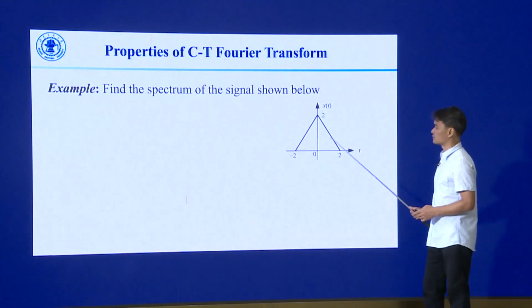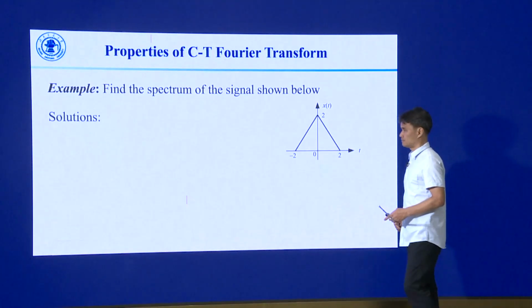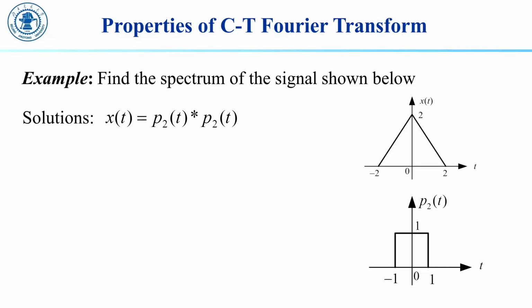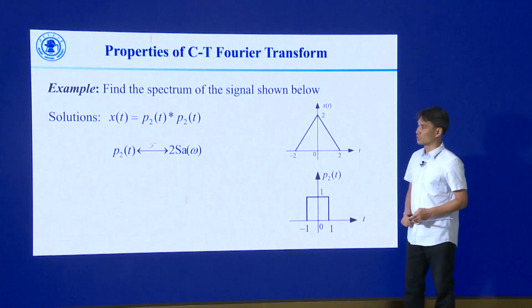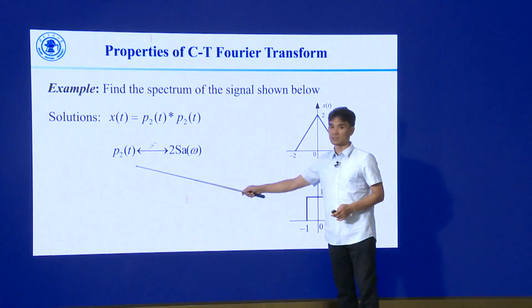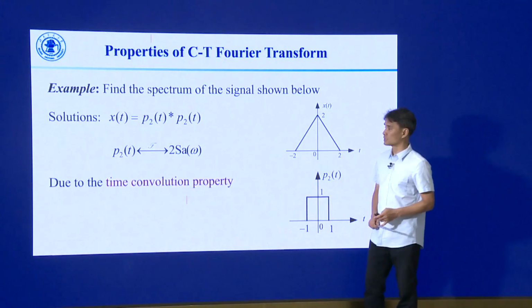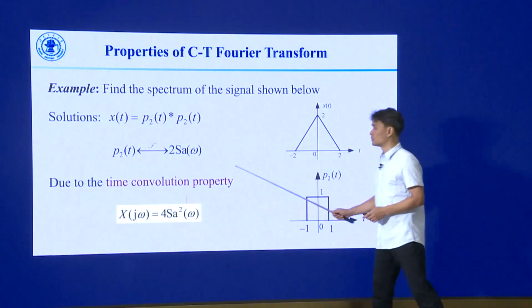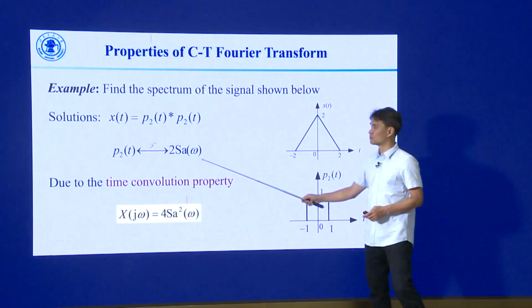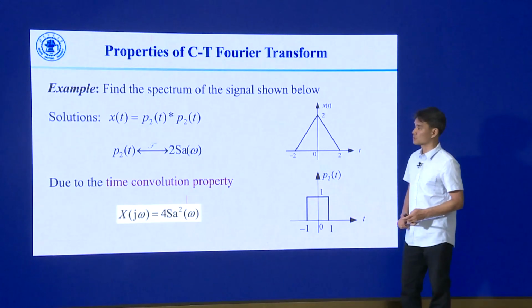Here is one example how we can make use of that property to simplify our calculation. We are interested in the Fourier transform of this triangle signal. And we know that triangle signal actually is a convolution of a rectangle signal by itself. So here is the mathematical representation. And we know that for a standard rectangle signal, the sampling function is the spectrum. Convolution in the time domain corresponds to multiplication in the frequency domain. So for this signal, the spectrum will be the product or the square of this spectrum, which is 4 times squared sampling function.